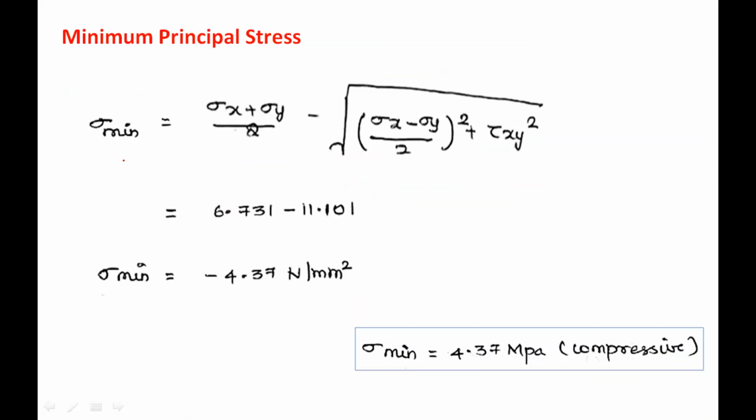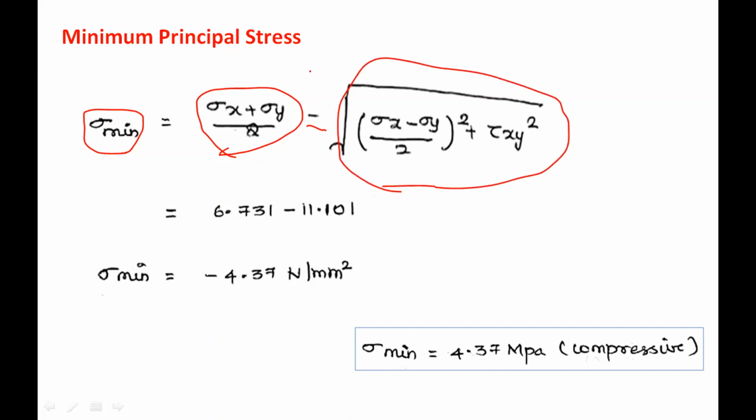Now we will find the minimum principal stress. Sigma minimum is equal to the average stress term minus this radical term. So for maximum principal stress, we have a plus sign here, and for minimum principal stress, we have a minus sign. So we are subtracting these values, and we get the minimum principal stress as minus 4.37 Newton per mm square.